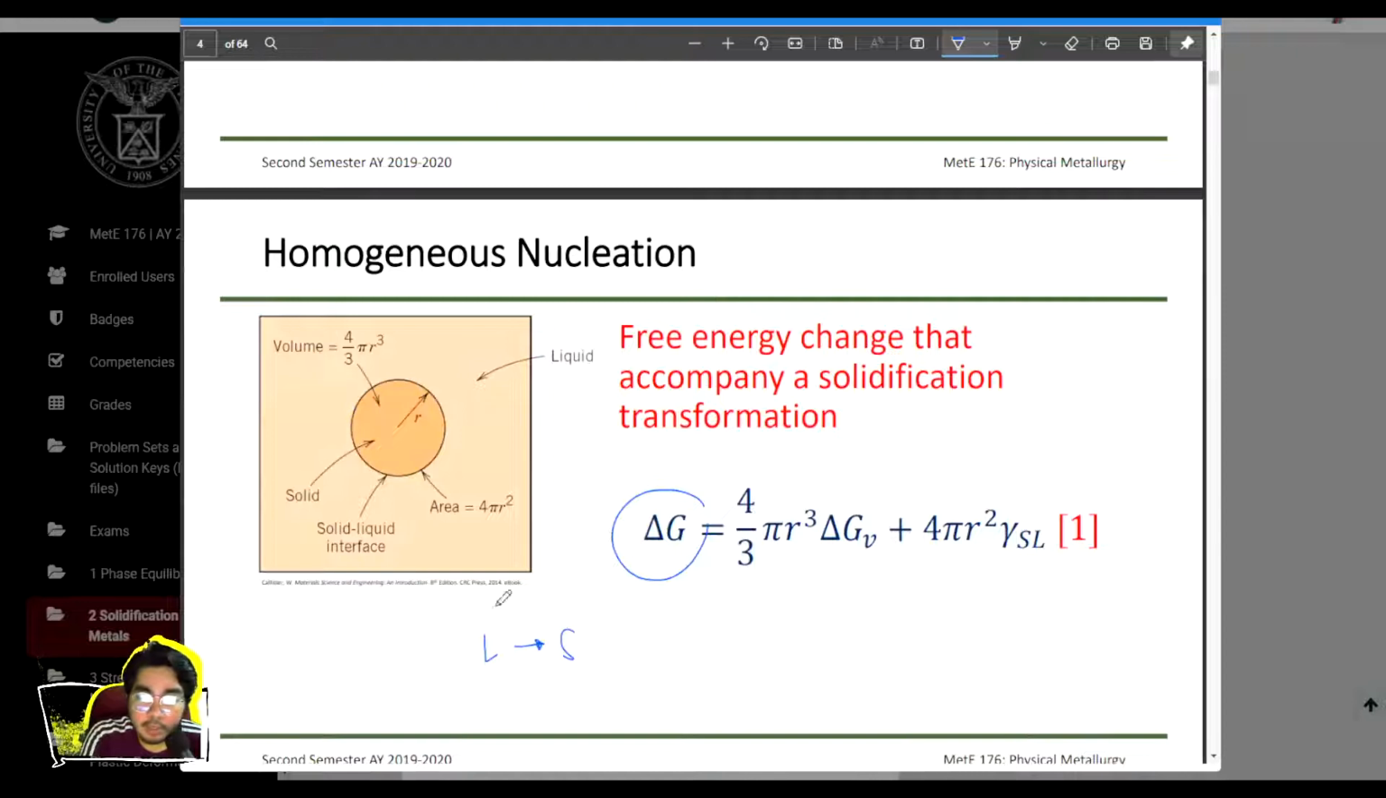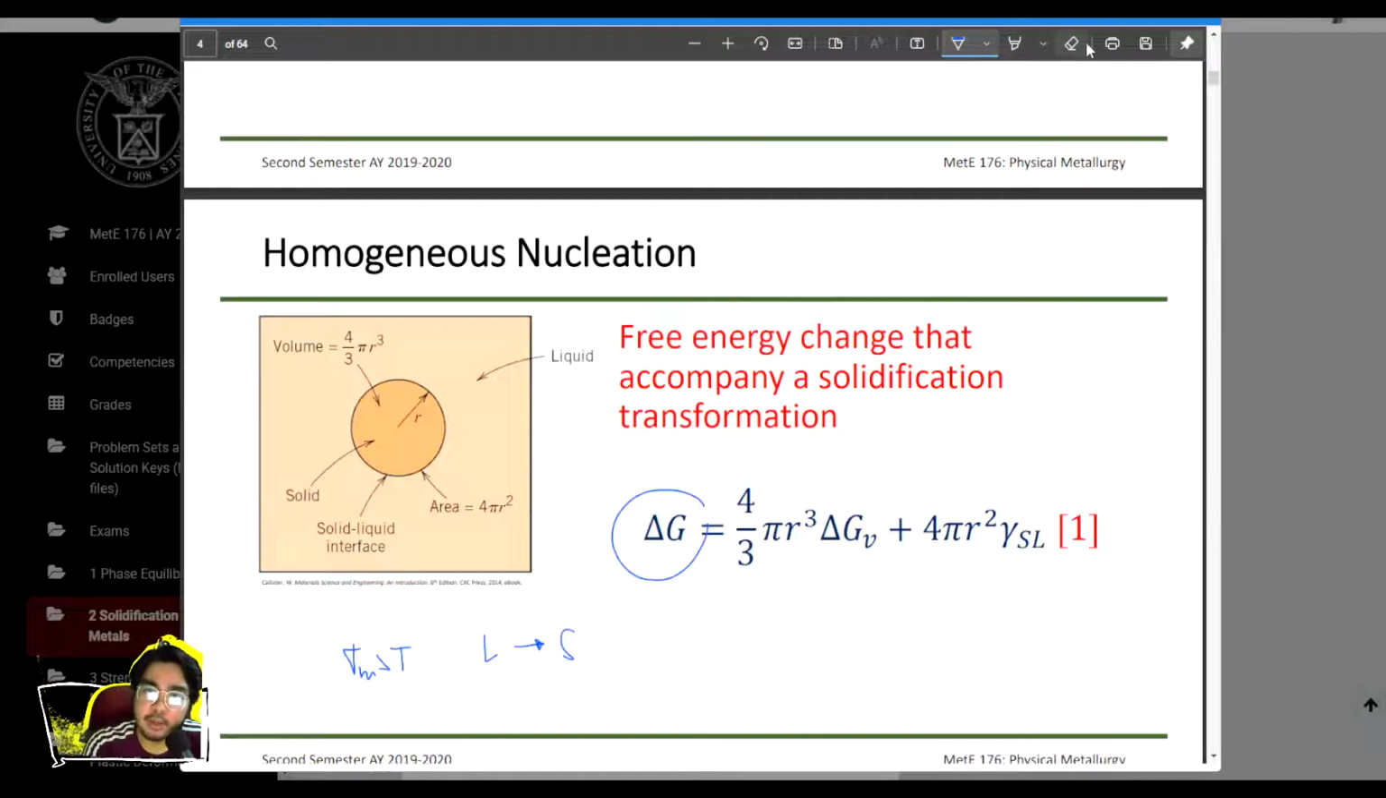Right? So for this to be favorable, the normal condition is that if everything is kept the same, then our temperature should be lower than the melting point. If it's lower, then we are sure that the more energetically favorable condition is the solid, right, because it has the lower delta G.